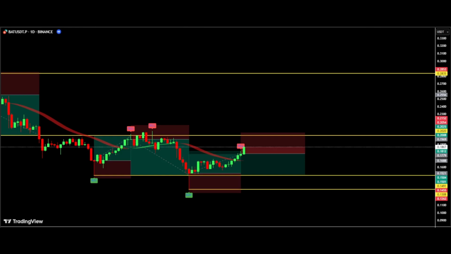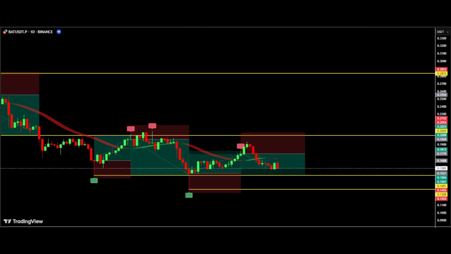Then we execute the trade and the price moves up. As long as the stop loss isn't hit, this means the trade is still within our strategy and we need to be patient and wait. Now, the price has reached our take profit target as planned. By using just support and resistance levels, we can achieve good profits in trading.